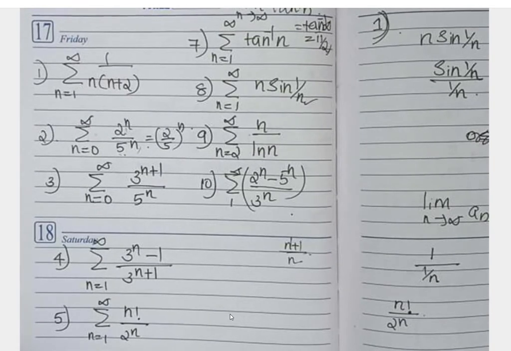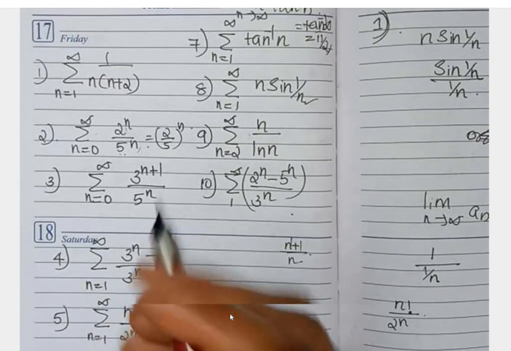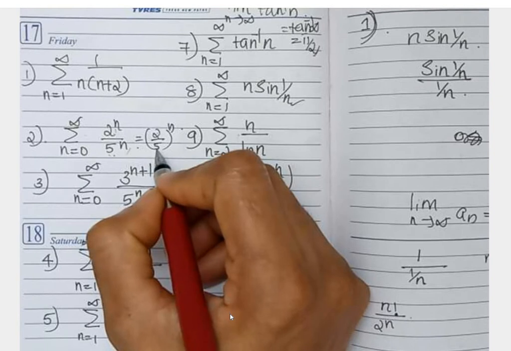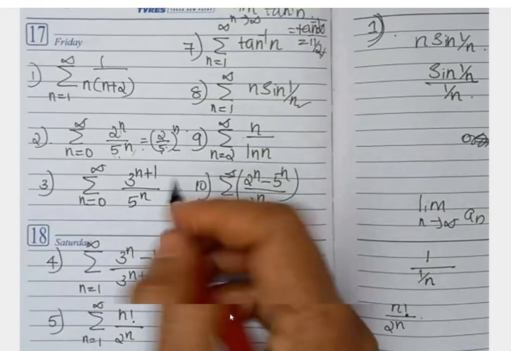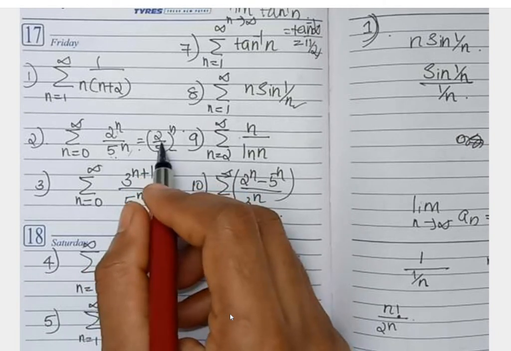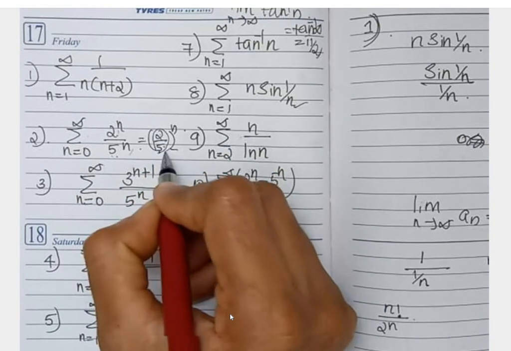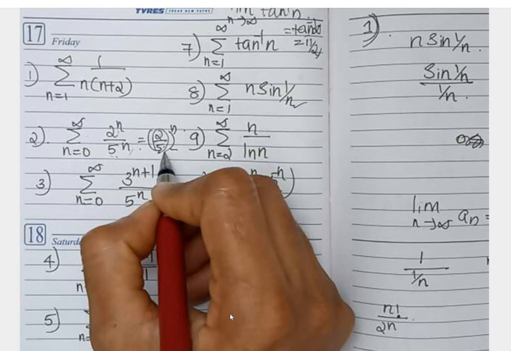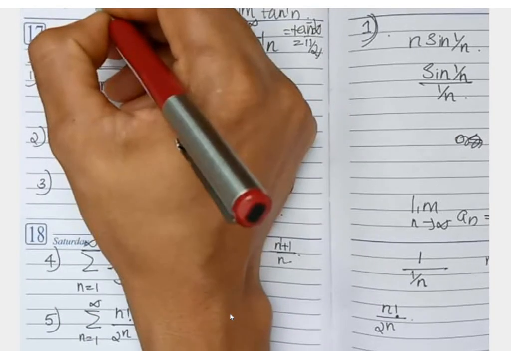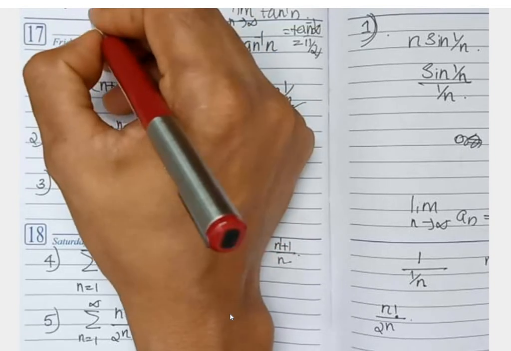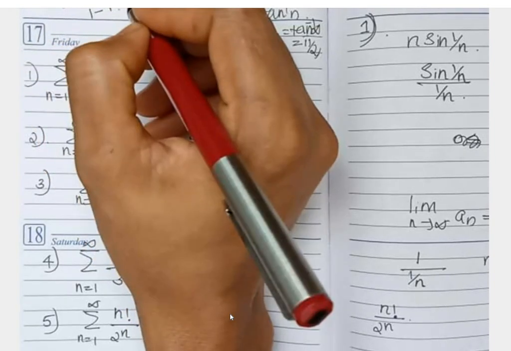Then what do we have to do? 2 by 5 is less than 1. This is a geometric series, so this is the r here. 2 by 5 is the r, which is less than 1. So this is convergent, and converges to what? A divided by 1 minus r. Okay.